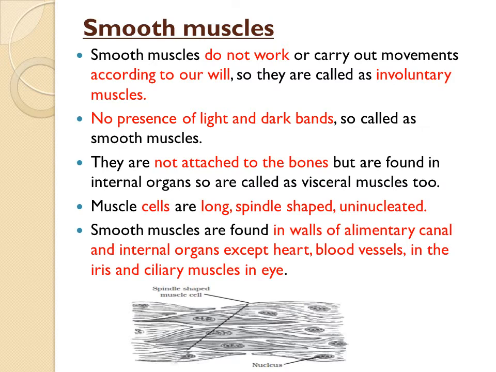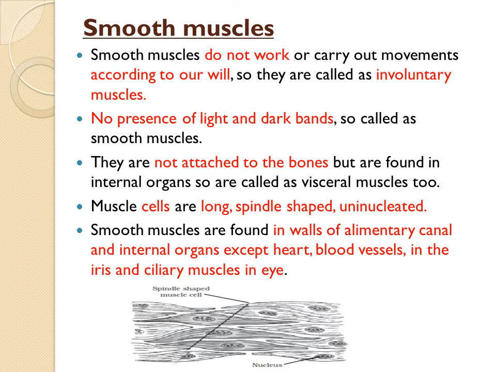Now, let us discuss the next type of muscular tissue, that is smooth muscles. The movement of food in alimentary canal or contraction and relaxation of blood vessels are involuntary movements. We cannot start or stop them simply by our wish. Smooth muscles or involuntary muscles control these movements. They are called smooth or unstriated because cells of this tissue do not show any stripes or striations.